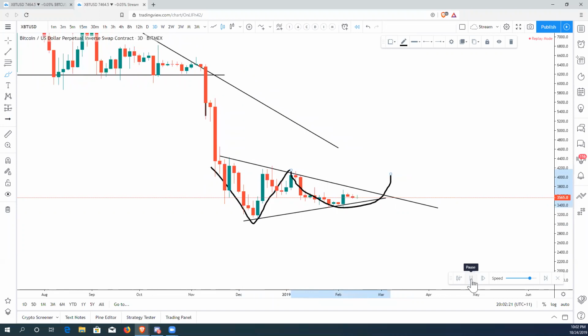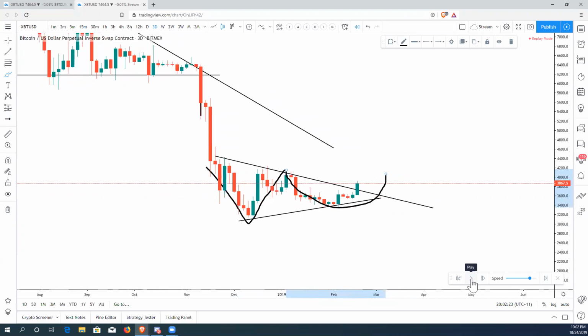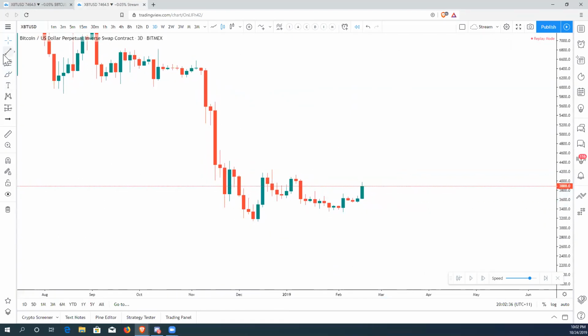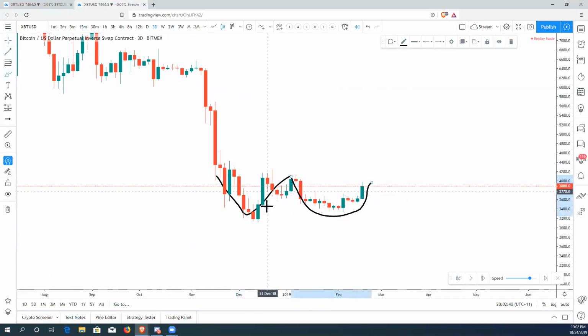which should hit resistance shortly. Yeah, I'll just pause it again. So this is our symmetrical triangle coming down. What this is also creating is that double bottom. You can see, if I just clean this up again, you've got your V here, and then you've also got the rounded shape here, right? So that's what I covered before.